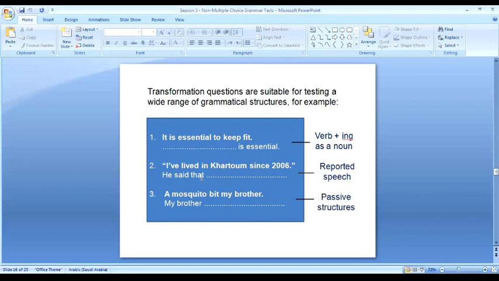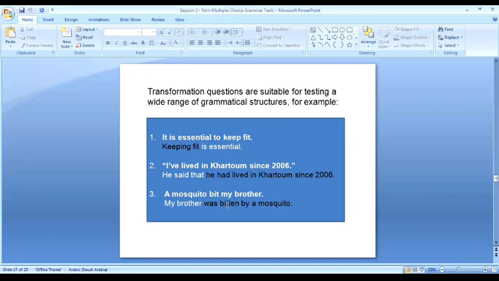And the third one is a passive. A mosquito bit my brother. We can say my brother was bitten by a mosquito. And these are the answers of number 1 and 2 and 3.